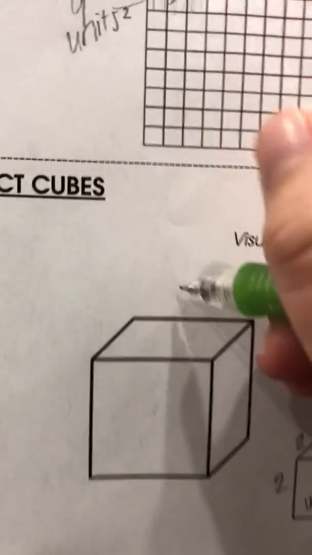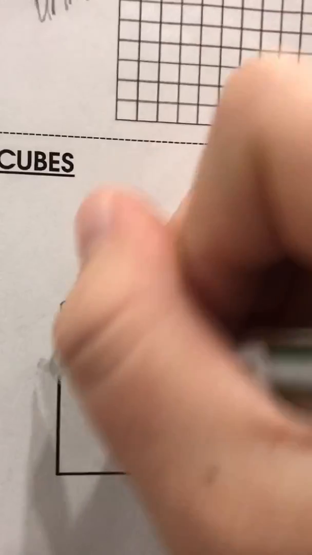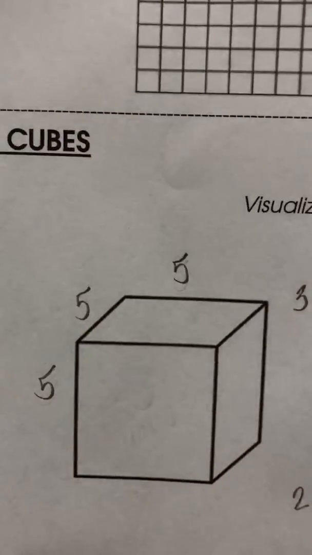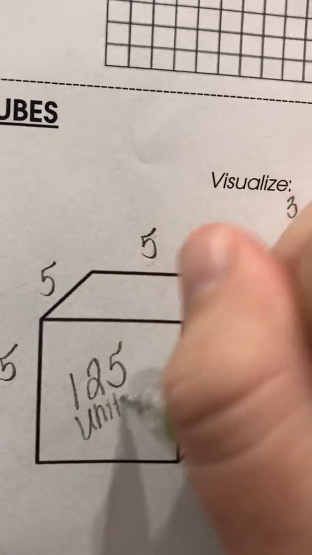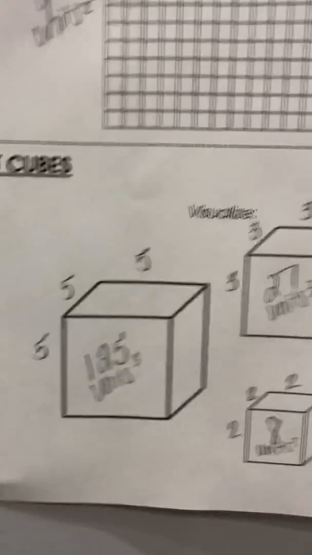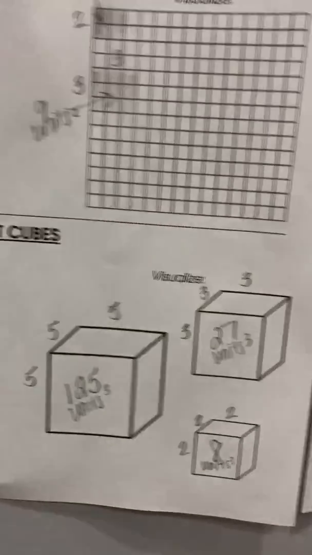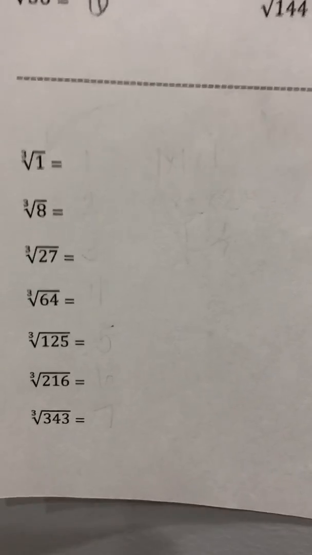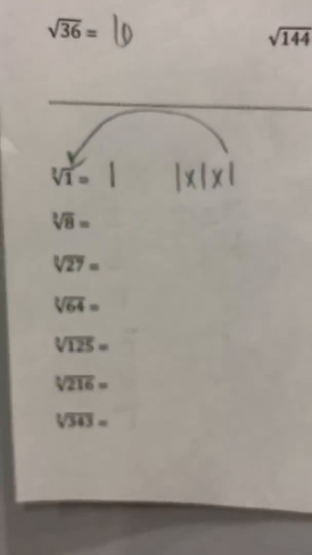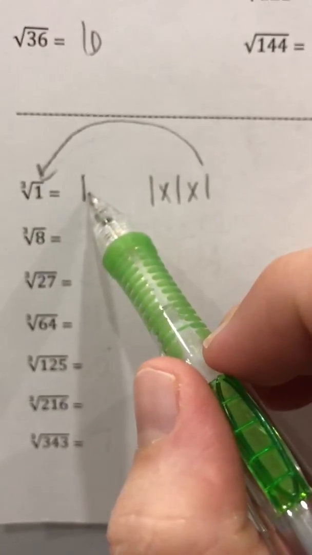And I'm going to do 5 over here. 5 is an easy number. 5 times 5 times 5 gives me a volume of 125 units cubed. So that is how I visualize what a perfect cube is. And now to list them out over here, I have the cube root of 1. Well, 1 times 1 times 1 is 1, which is why we say the cube root of 1 is 1.